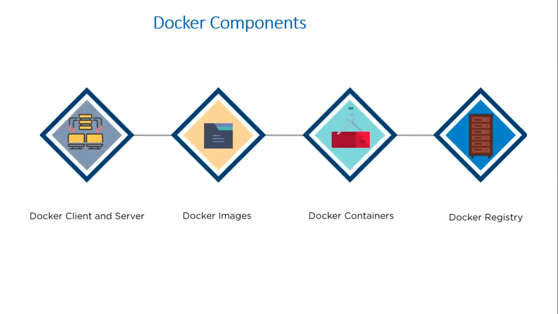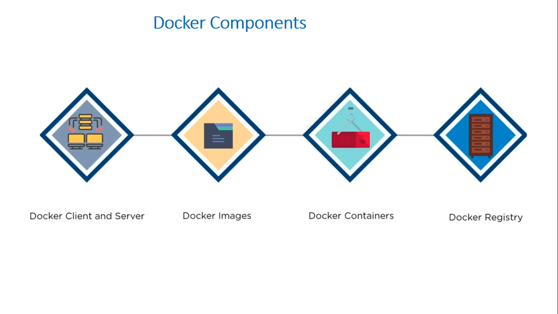The next topic would be Docker containers. Docker containers are nothing but the runtime environment where we run our images. When we run our images, Docker creates a container for that image, and that image gets running inside this container. That's the behavior of the container, which is a runtime environment. And the registry is nothing but the repository. Docker itself has a repository called Docker Hub.